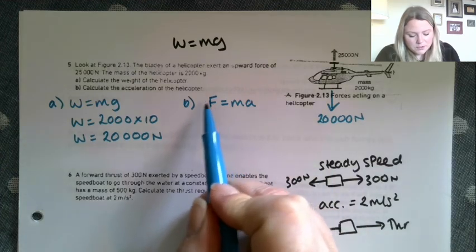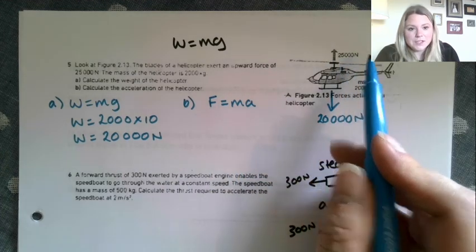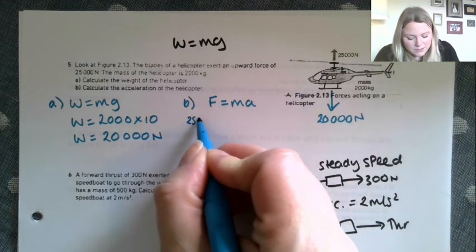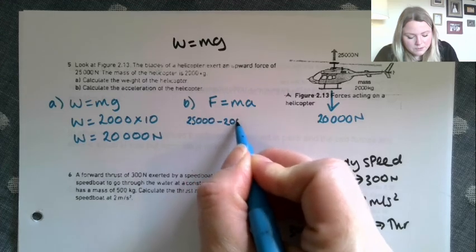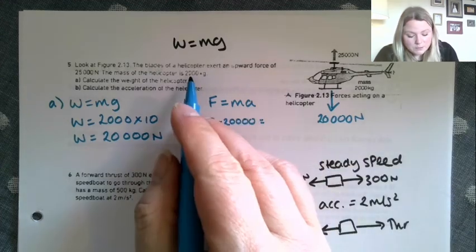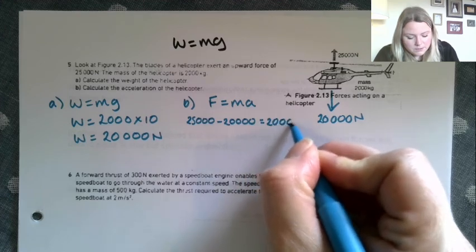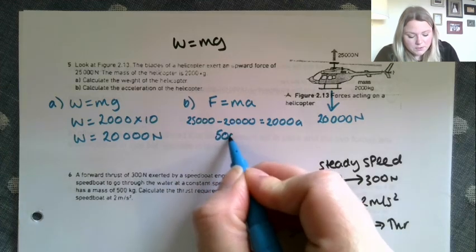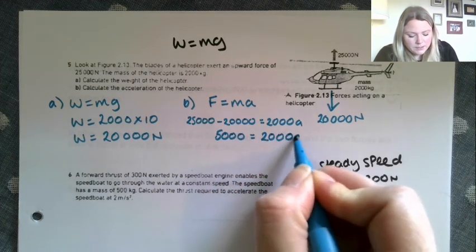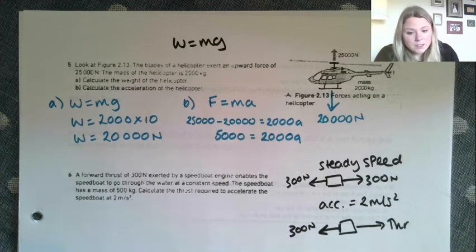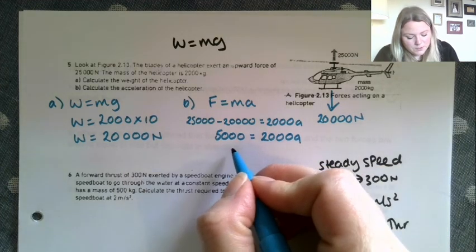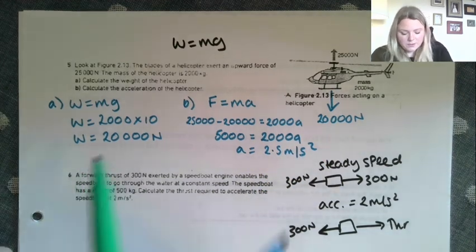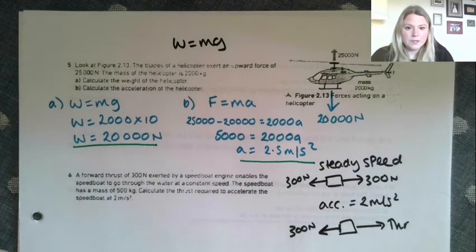So the resultant force on this is this 25,000 newtons acting up the way, take away the 20,000 newtons going down the way. So 25,000 take away 20,000 equals mass, which was 2,000, multiplied by the acceleration. So 25,000 take away 20,000 gives us 5,000 equals 2,000a. If I divide both sides by 2,000, I get 2.5. So acceleration 2.5 meters per second squared. So that's the two answers there.